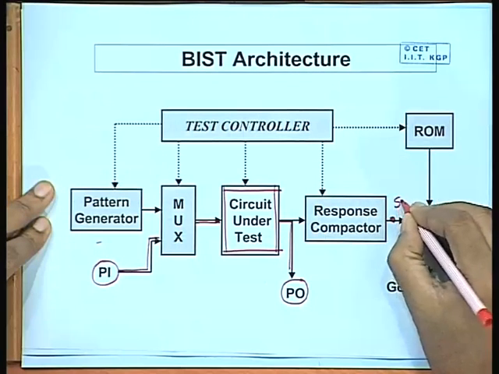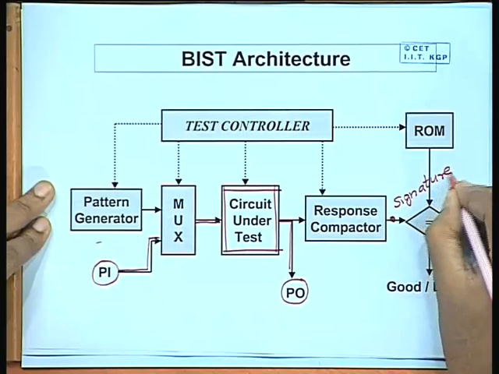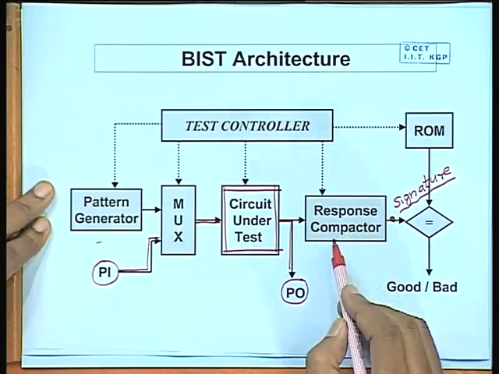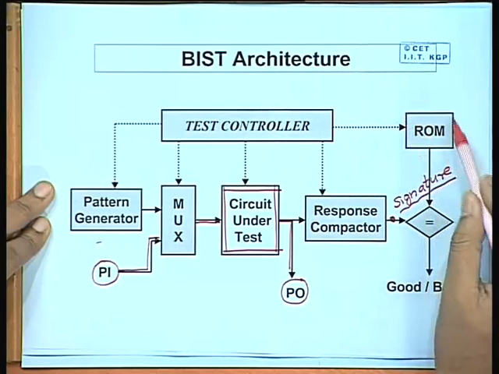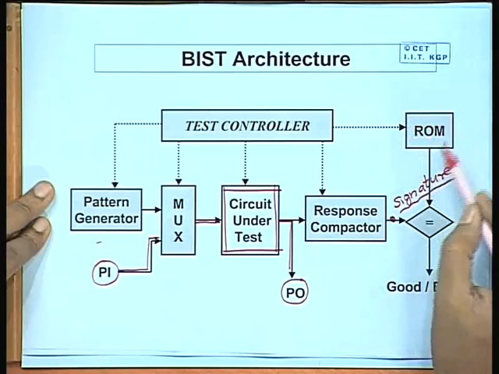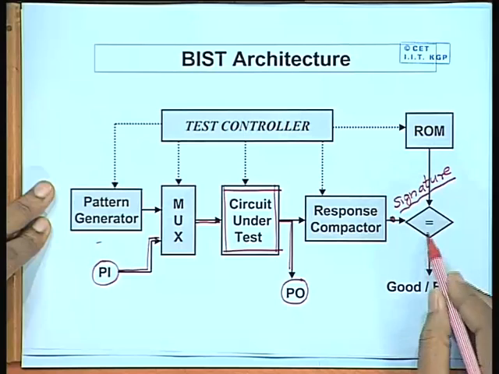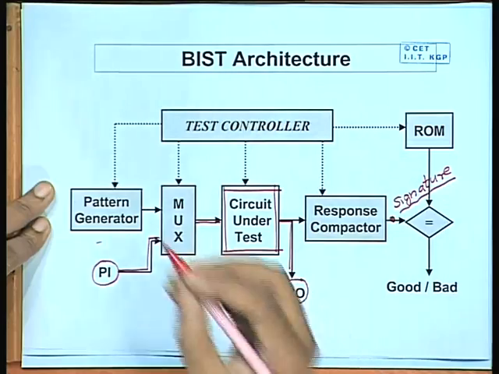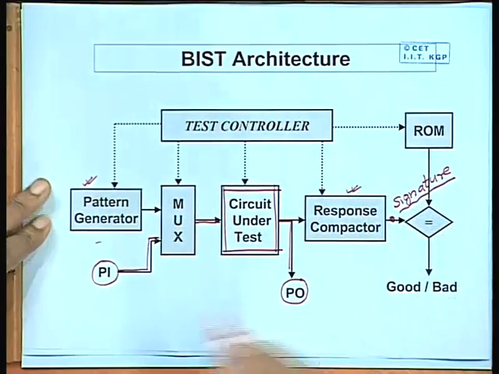This is sometimes called a signature. So, we do not compare the individual responses, rather we compare only the signature with the corresponding good signature that will be stored in a small ROM. So, after comparison, well, we can announce that the circuit is either good or bad. Okay. So, this is the typical BIST architecture. So, we will have to talk about this pattern generation and this response compaction in some detail.